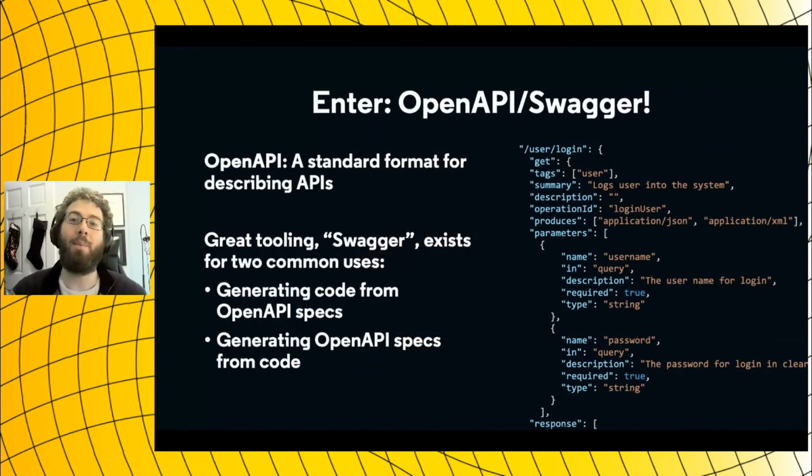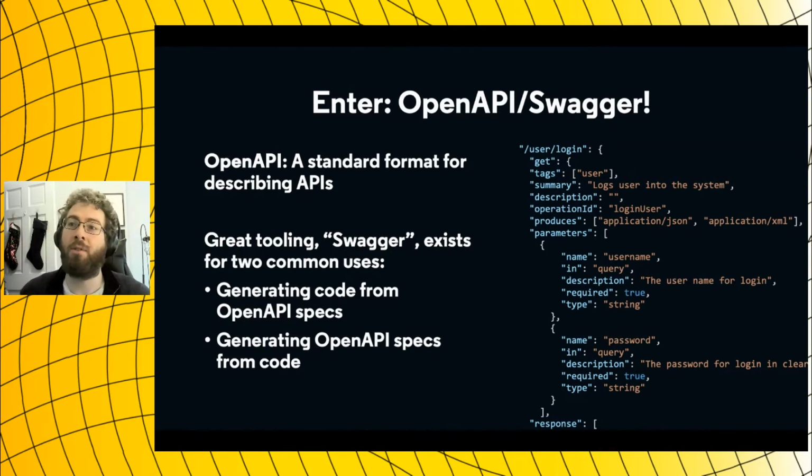Standardization. OpenAPI, most specifically and formally, is a standard format for describing APIs. On top of OpenAPI, we have great tooling called Swagger that exists for 2 common use cases, among others. We can generate code from OpenAPI specs, and we can generate those OpenAPI specs from our code.